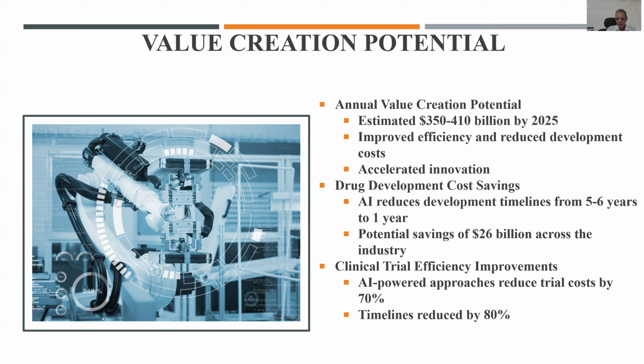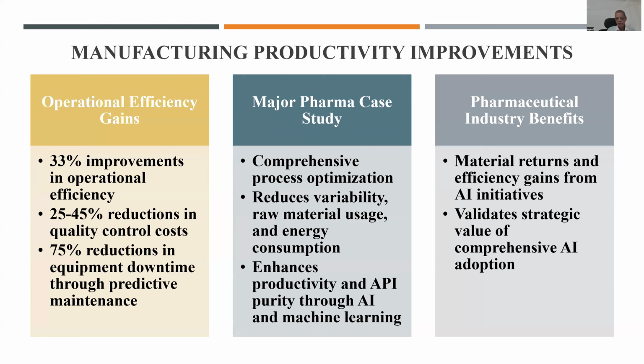And this is where artificial intelligence, as you know, a lot of people are talking and discussing about AI benefits in various operations, various industries, various areas. What I'm going to discuss here is only AI adoption in API manufacturing. So this is where productivity improvements are going to come, and operational efficiency gains will be there. Some predictions say it can bring, say, 33% improvement in operational efficiencies, a reduction in quality control costs, and reductions in equipment downtime through predictive maintenance.